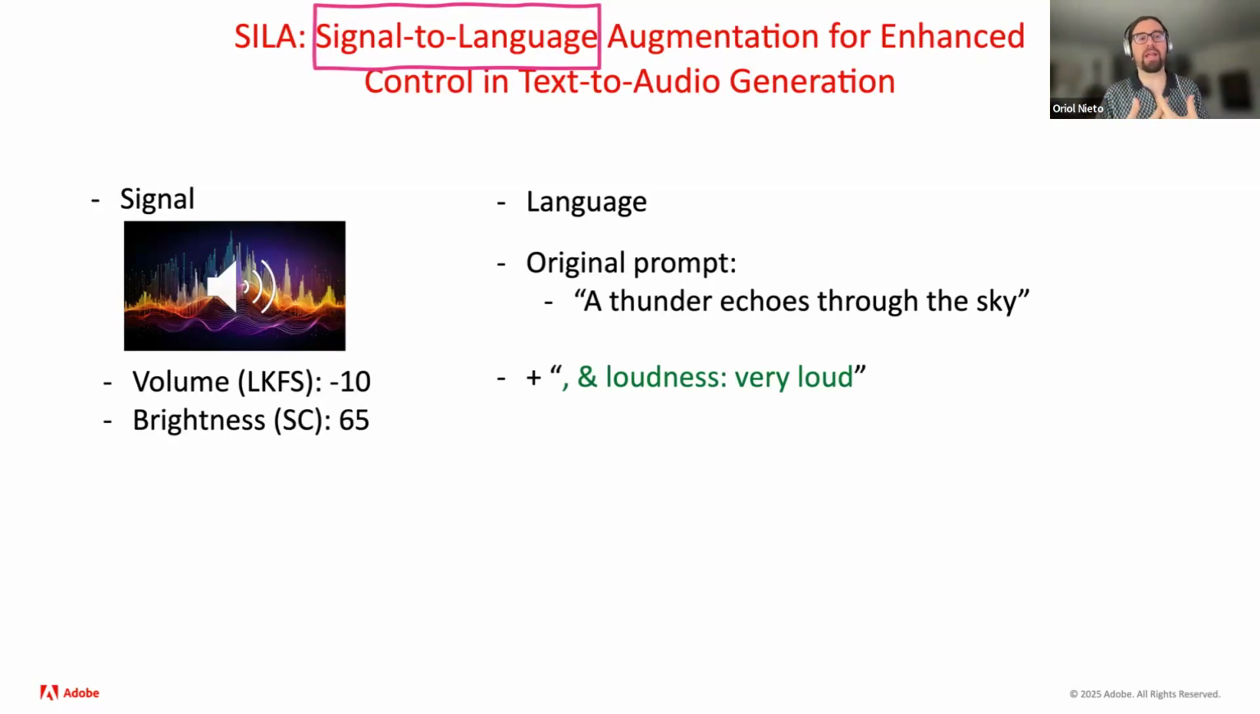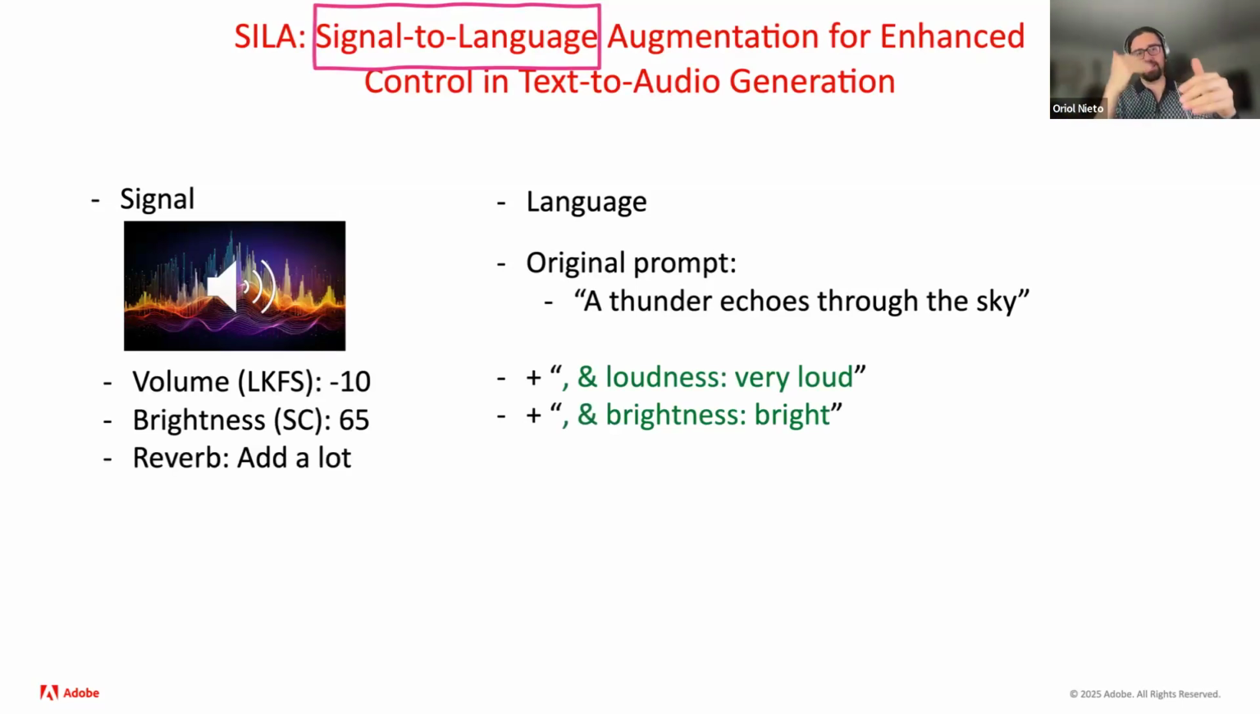Now we go and check for brightness. We check the spectral centroid of the audio, and we see that it's 65, and we consider that to be pretty bright. So we add brightness bright. In terms of reverb, we decide in that process, in the augmentation process, that we want to add a lot of reverb. So then we just concatenate the string reverb very wet, and we just keep doing this again through the training process. The analysis of the signal or the addition of reverb or fade in and fade out is super cheap, so we can do this just on the fly.